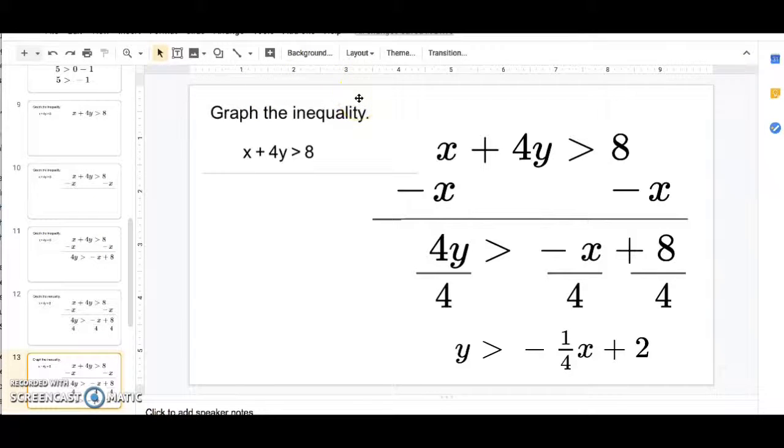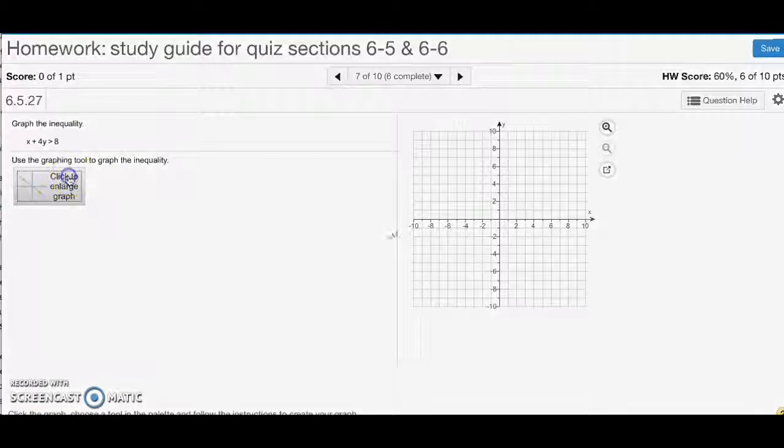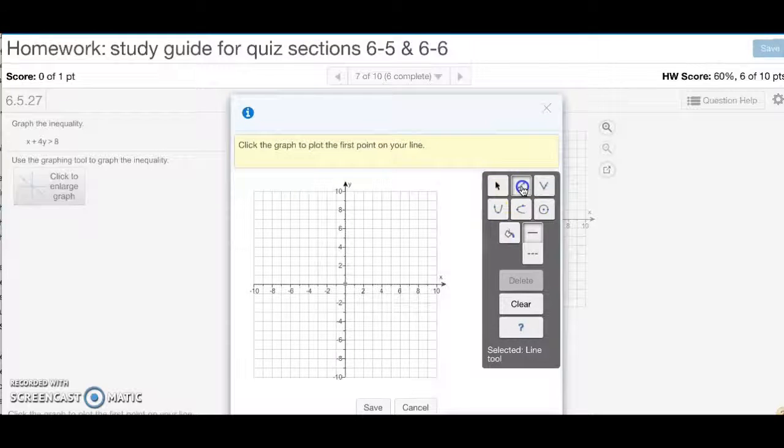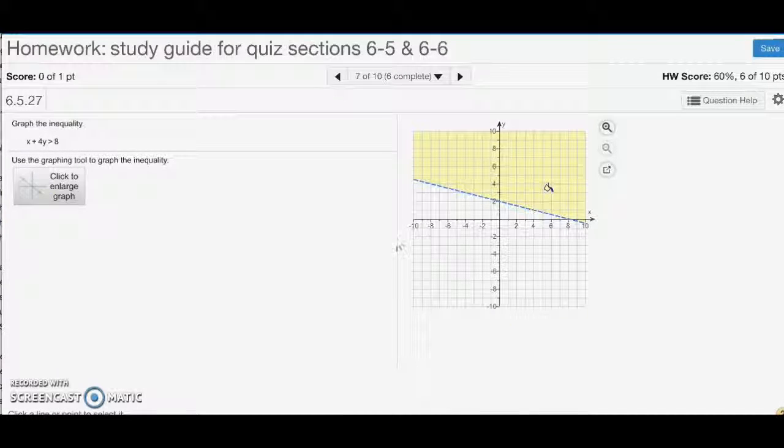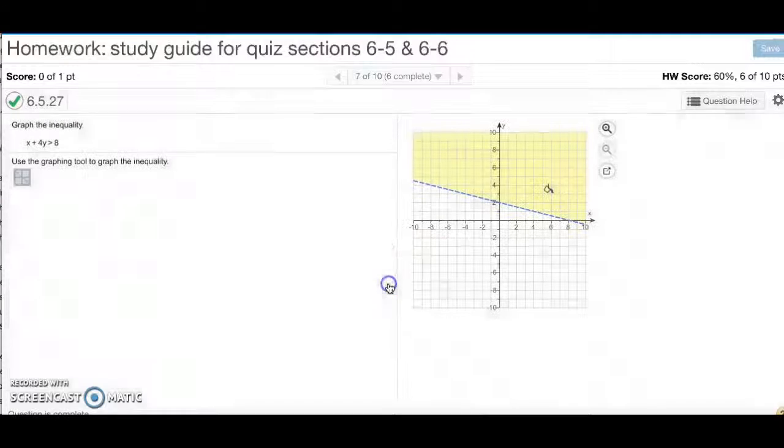So now I can go ahead and graph the line. My y-intercept is 2, and my slope is -1 over 4. Now, since there is no line under the inequality, I will have to use a dashed line. So again, my slope is -1 over 4, so I go down 1 and to the right 1, 2, 3, 4. Now, greater than means I shade above the line. Press save, check answer, and that is number 7.